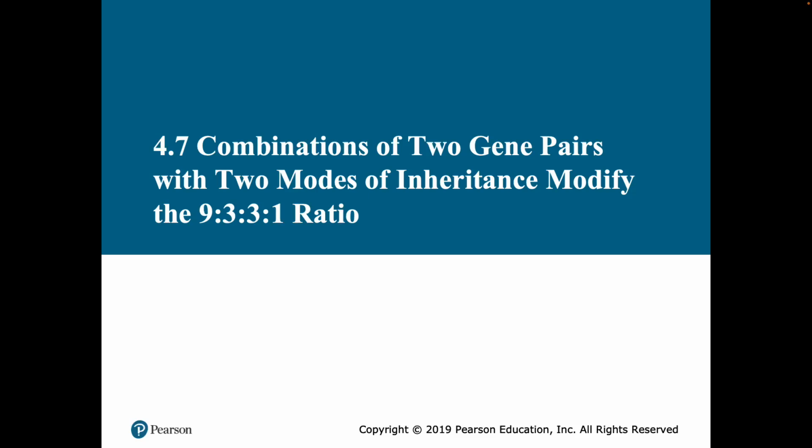In this last section for the video part of the lecture, I want to talk a little bit about how when you have multiple gene pairs that have multiple types of inheritance, so you're doing a dihybrid cross basically, but they have different patterns of inheritance, not that classic dominant recessive relationship, you start to get phenotypes that are outside of that 9:3:3:1 ratio.